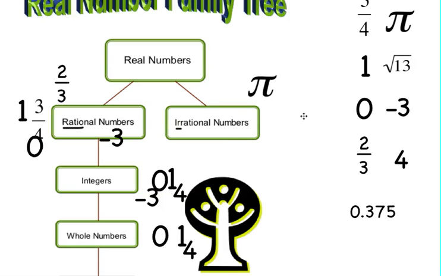The square root of 13 is also an irrational number, because if we take our calculators and take the square root of 13, we see that it is 3.605551275, and it keeps going on, but it never repeats. We'll learn more about irrational numbers in the rest of this lesson.